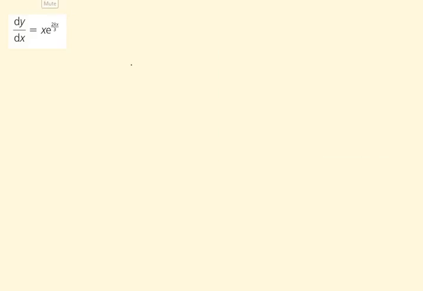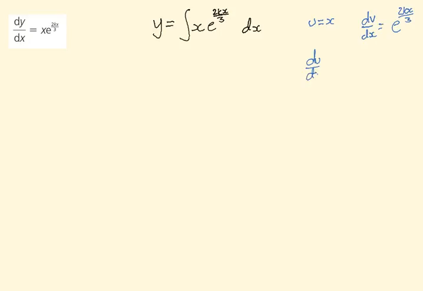Okay, so hopefully you've had a chance to have a crack at this question. So let's go through the solution. Y is obviously going to be the integral of x e to the 2kx by 3 with respect to x. And we realise again we've got a product, so we need to use integration by parts. U equals x, and dv by dx equals e to the 2kx over 3. Therefore du by dx equals 1, and v equals 3e to the 2kx over 3 all over 2k.